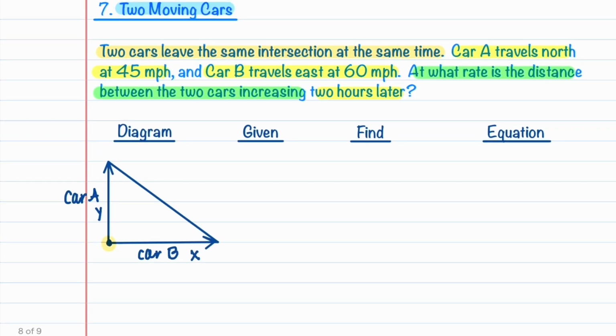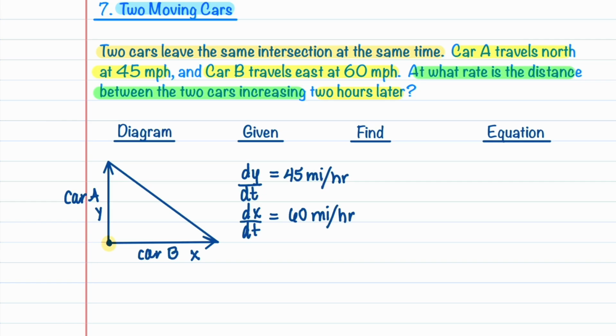Now let's write down the rates that we're given. We're told that car A travels at 45 miles per hour, so that means that dy/dt is 45 miles per hour. And then car B is traveling east at 60 miles per hour, so that means dx/dt is 60 miles per hour.